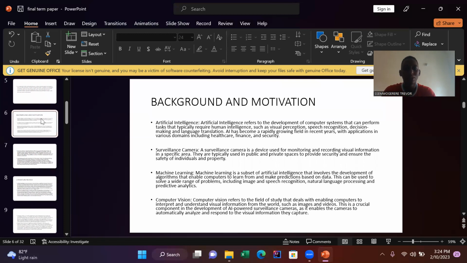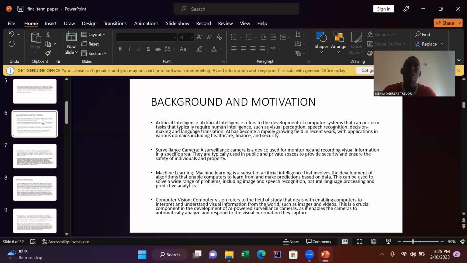Then the background and motivation. Artificial intelligence is the development of computer systems that can perform tasks using machine learning. Then a surveillance camera is a device used for monitoring and recording visual information in specific areas. Then machine learning is a subset of artificial intelligence. We have different categories, supervised and unsupervised, as you're going to see them. Then computer vision refers to the field of study that deals with enabling computers to interpret and understand visual information.